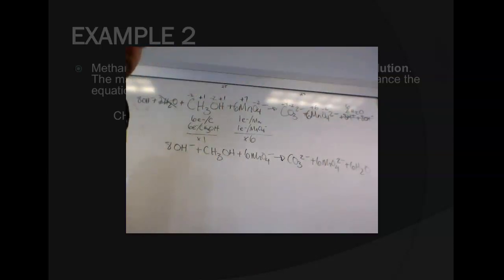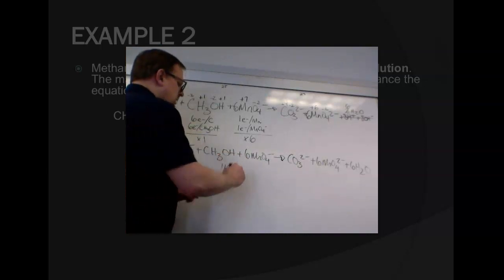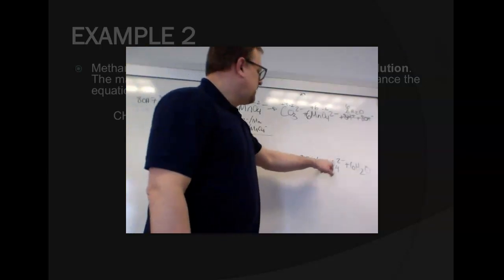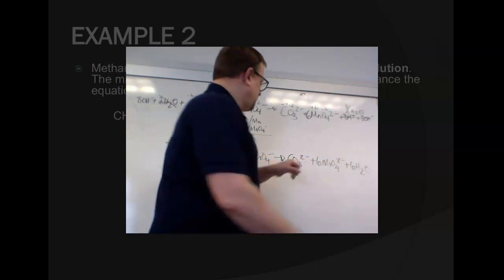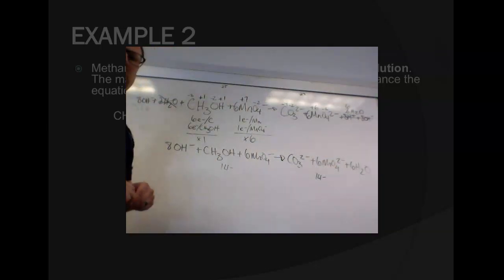It's not a bad idea at this point to ensure that your charges are balanced. I've got 8 negatives plus another 6 negatives gives me 14 negatives on this side, and I've got 6 times 2 is 12 negatives plus another 2, which is 14 negatives on this side. So I hope that worked out.